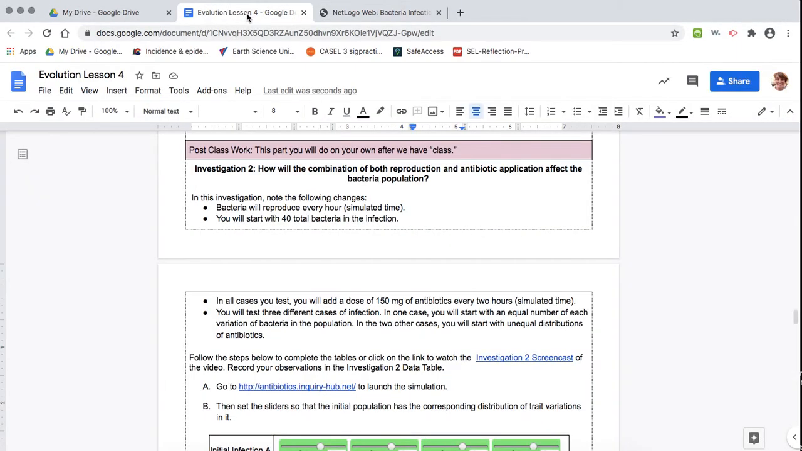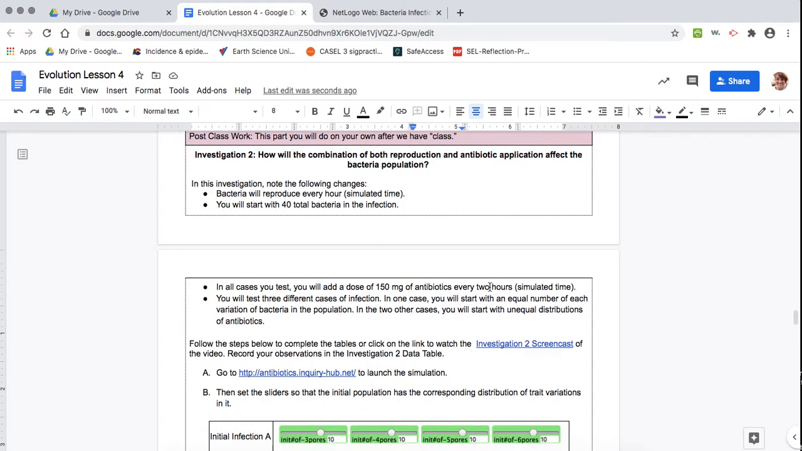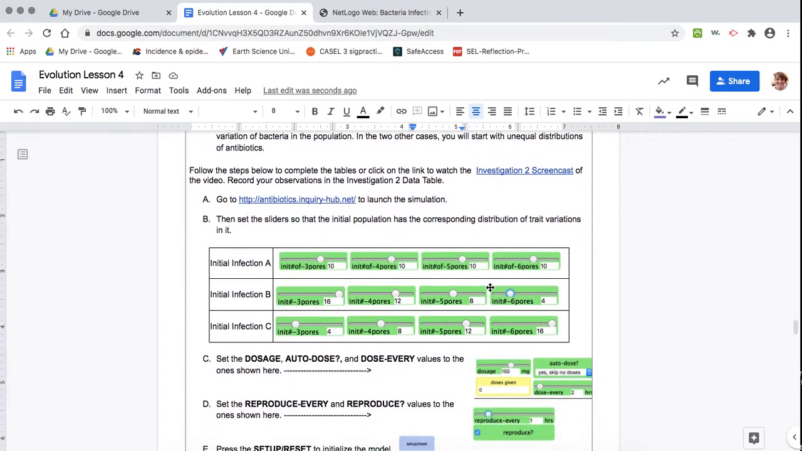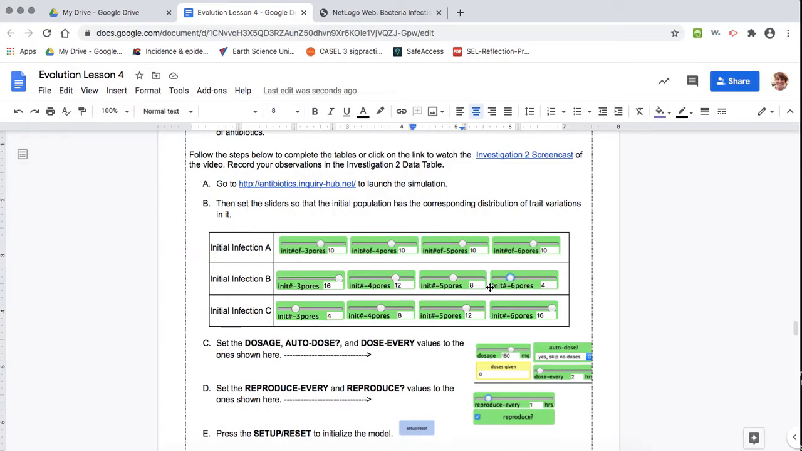Today I will be walking you through Investigation 2 for the evolution lesson, in which you are using the computer simulation to investigate the interaction of bacteria and antibiotics. The question we're trying to answer here is, how will the combination of both reproduction and antibiotic application affect the bacterial population? So I'm going to set up my computer simulation following the instructions provided in your student activity sheet.